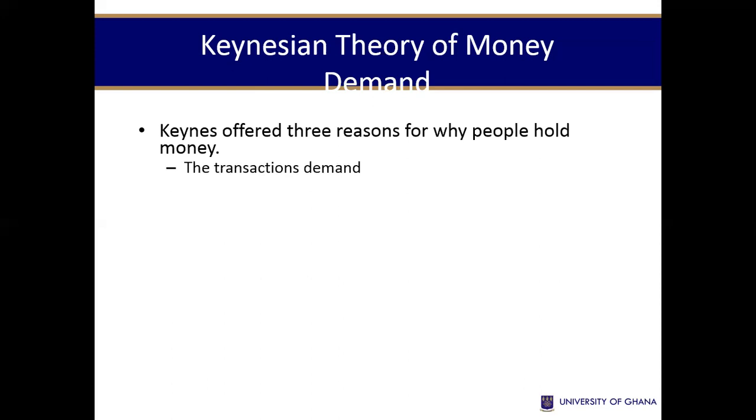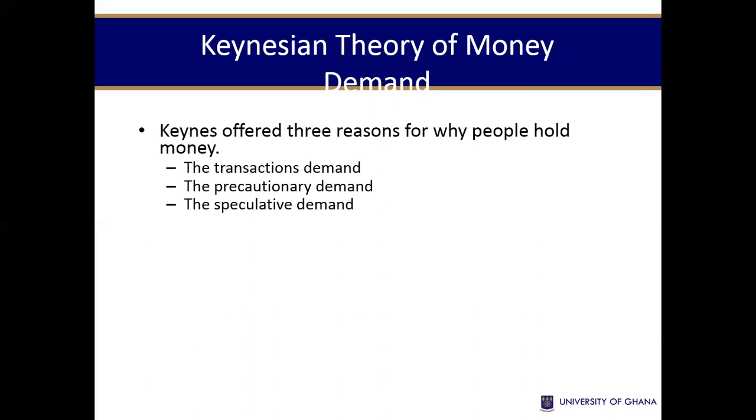Okay, so based on that, he had his reasons, what he called the motives for holding money. He said that people hold money for transaction purposes, for precautionary purposes, and then for the speculative purpose. Okay, so these are the motives that he spelled out. These are the reasons why people hold money.